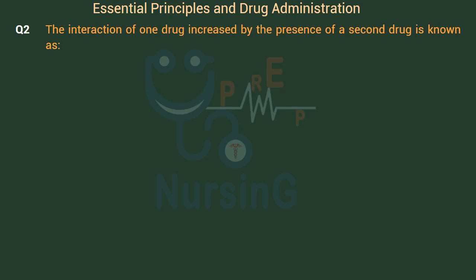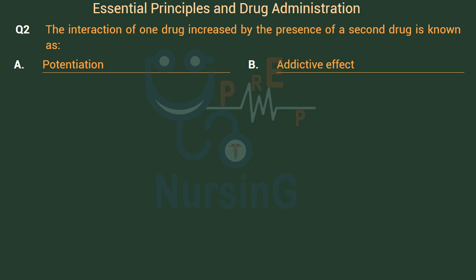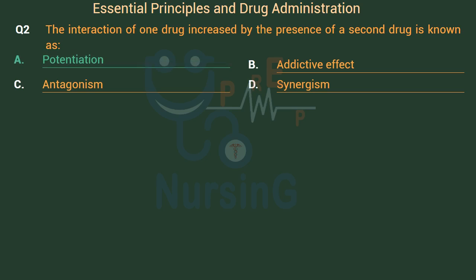The interaction of one drug increased by the presence of a second drug is known as: Option A. Potentiation. Option B. Additive effect. Option C. Antagonism. Option D. Synergism. Right answer is Option A. Potentiation.